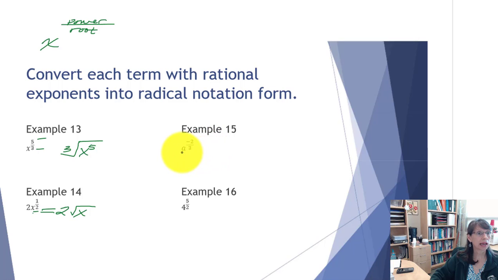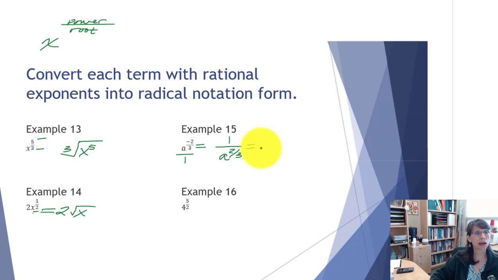In example 15, I have a to the negative 2/3. Well, right away I see the red flag. I've got a negative exponent, so it might be helpful to rewrite this base with a positive exponent first. So since it's implied this base is being divided by 1, I just have to write it as its reciprocal, 1 over a to the positive 2/3. So I shifted this base to the opposite location, and when I do that, the sign of the exponent changes. So 1 over a to the 2/3.